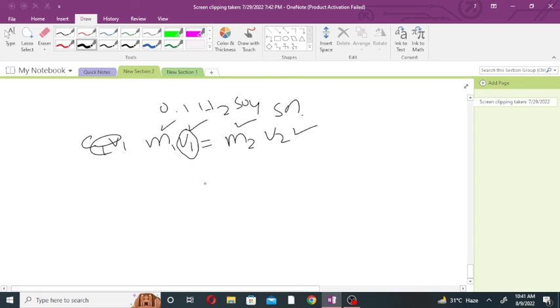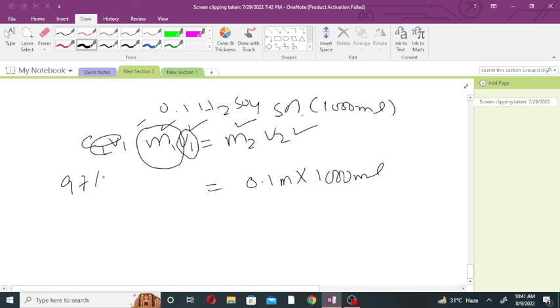So prepare a 0.1 molar solution whose volume is 1 liter or 1000 ml. So the volume of the final solution is 1000 ml, and its molarity is 0.1 molar. It is given. The molarity of H2SO4 present in the lab, which is 97% H2SO4, is about 18 molar.